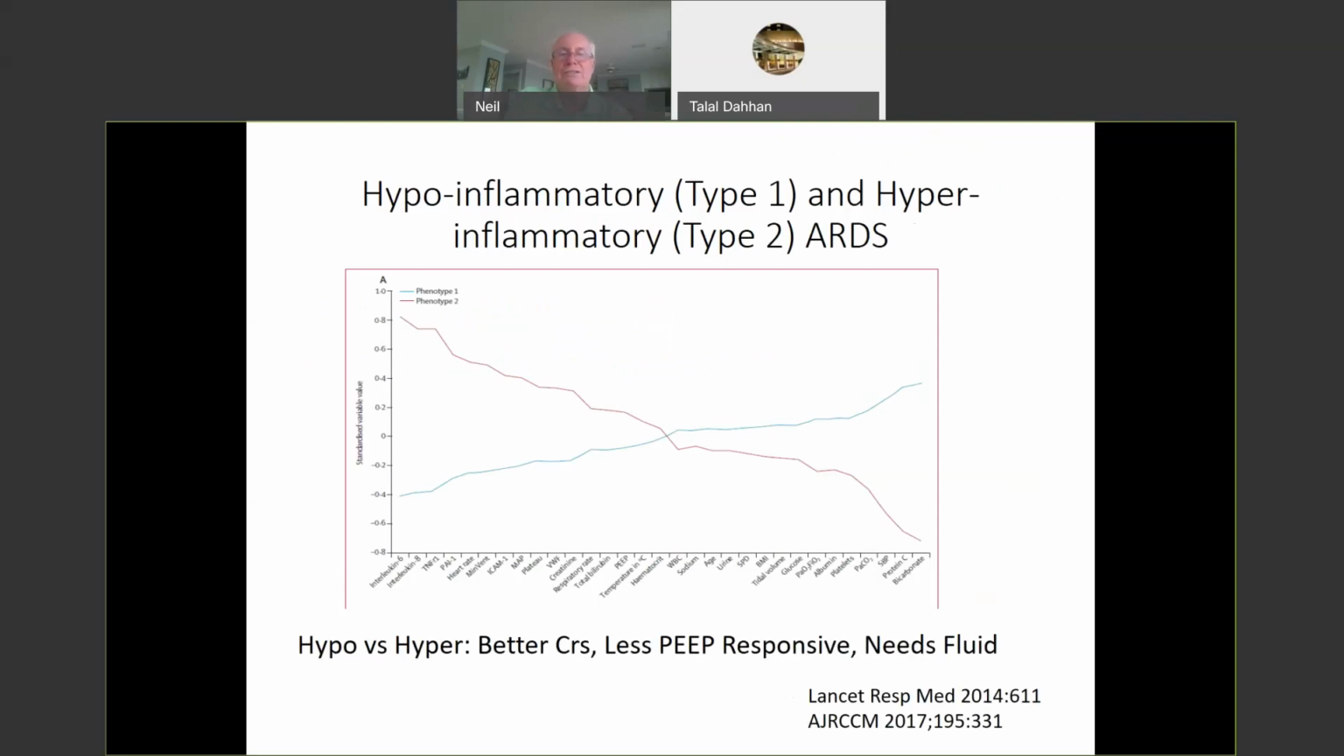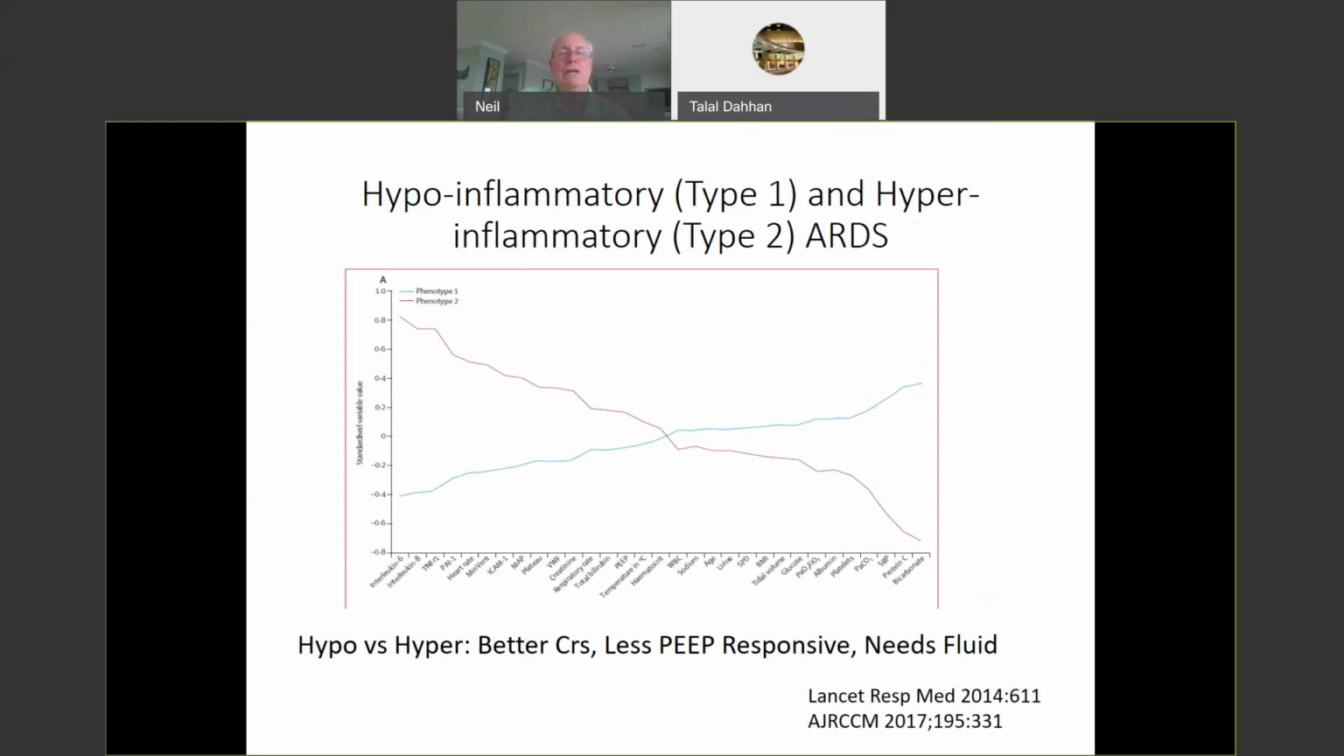On the horizontal axis here are a number of inflammatory cytokines. And as you can see, there's a pattern: the red line of what we call phenotype number 2, which is hyperinflammatory, and pattern number 1, which is the blue line, hypoinflammatory. And this is more than just biochemical interest.